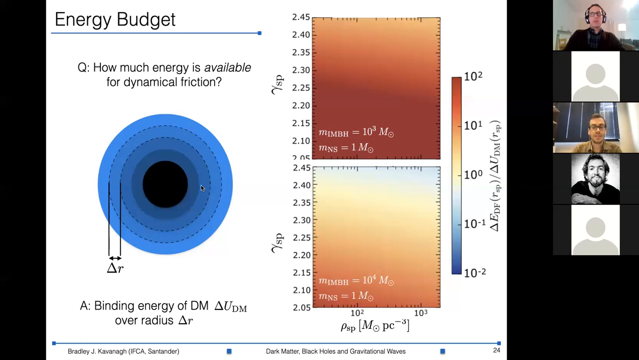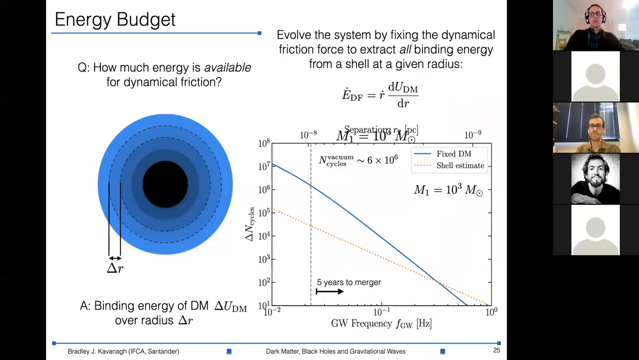And what that means is that the calculation doesn't make sense anymore. What will happen is that this system, this halo of particles, will respond in some way. But as a first estimate, let's say this dynamical friction effect is 100% efficient. It can extract all of the binding energy from this halo of dark matter.